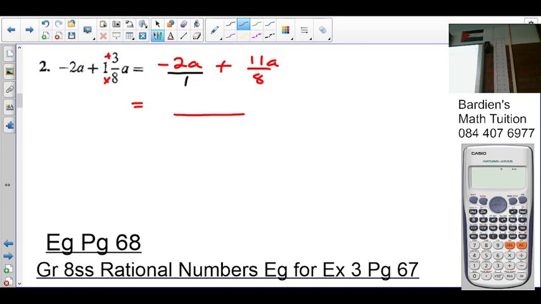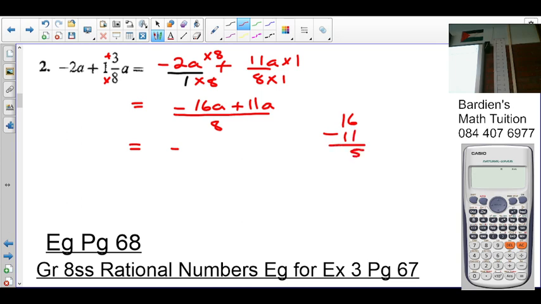What's my LCM here, people? 8. So let's multiply 1 by 8. So negative 2a times 8, negative 16a. Plus, you must multiply this by 1. So that's going to give you 11. So what is negative 16a? So which number is bigger? 16 or 11? 16. So it's going to be negative. So we must subtract. So what is 16 minus 11? 5. It's negative 5a over 8. Alright, you guys okay with that?